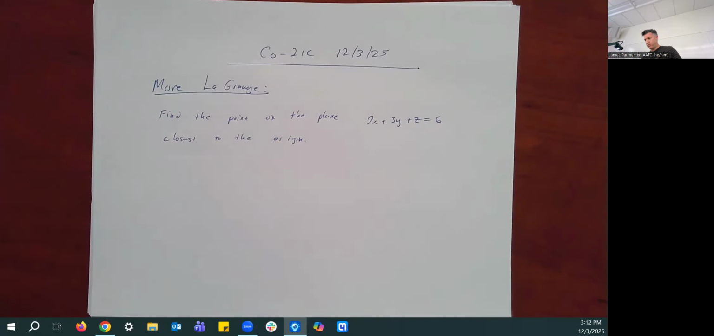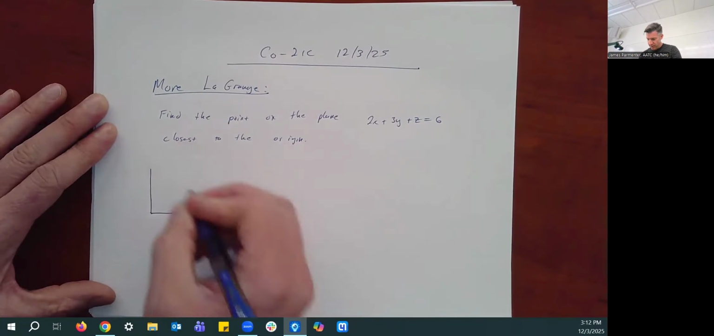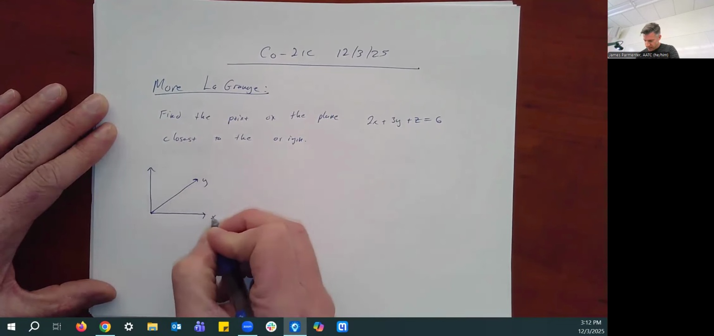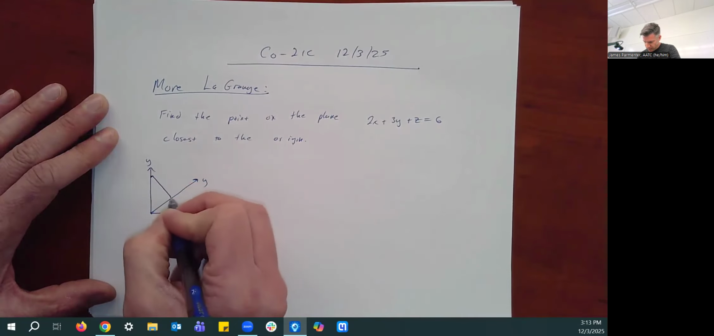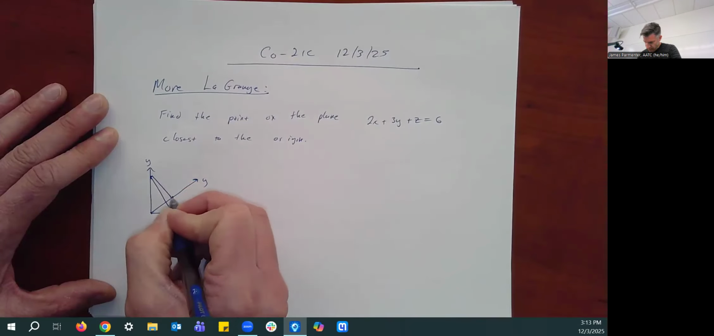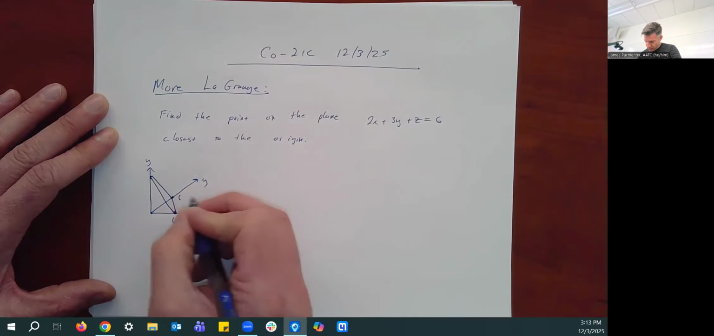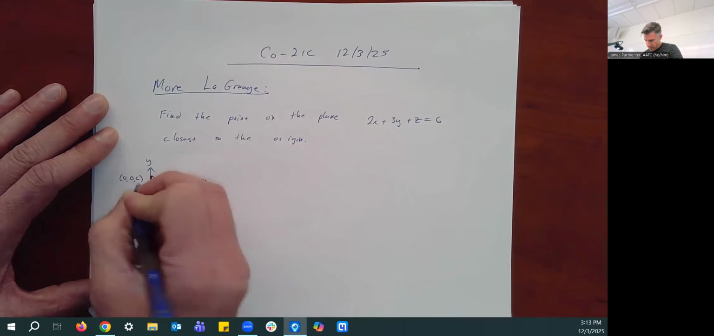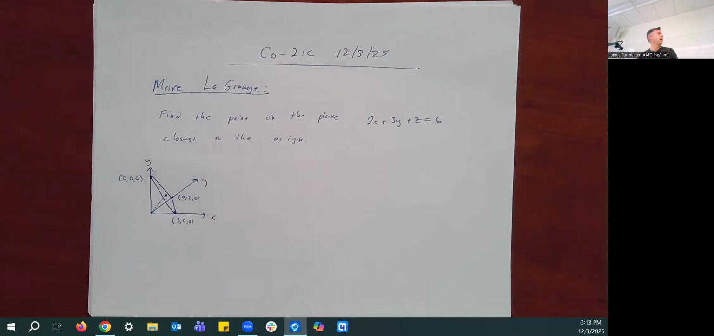I don't really want to draw it again because my drawing was not excellent last time, but fine, I can draw it again. Here was my drawing of my x, y, and z axes, and then my plane looked vaguely like this, right? Where x is 3, here y is equal to 2, and here z is equal to 6. And so there's some point on the plane right there that is closest to the origin.